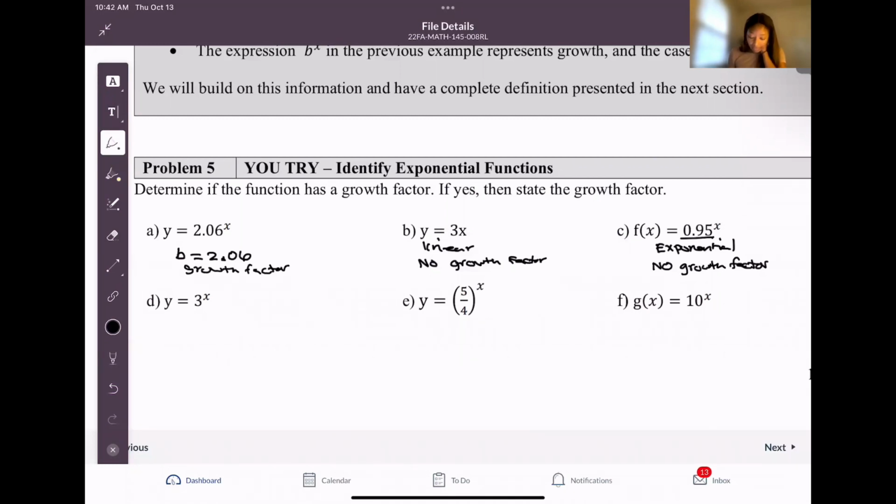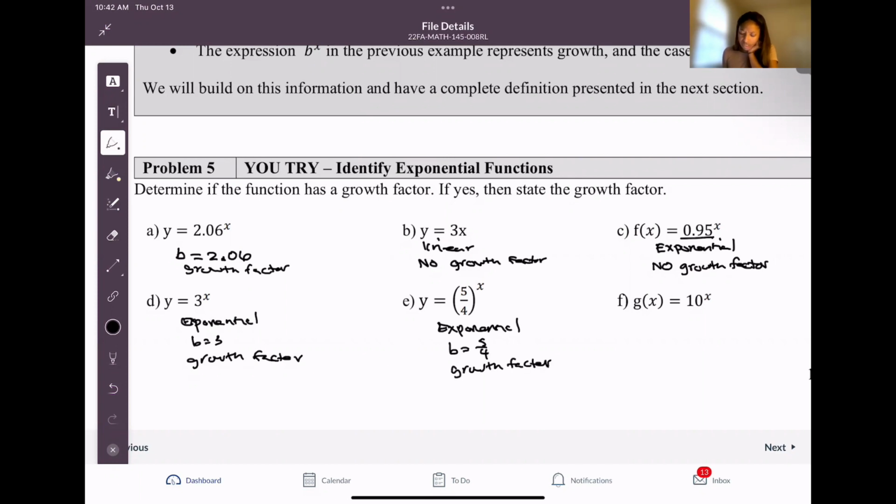For 3 to the x, again, this is exponential. The base is 3. So that is a growth factor. It's bigger than 1. For y equals 5 over 4 to the x, exponential again. The base this time is 5 over 4. That is bigger than 1. 5/4 is 1.25. So this would be a growth factor.